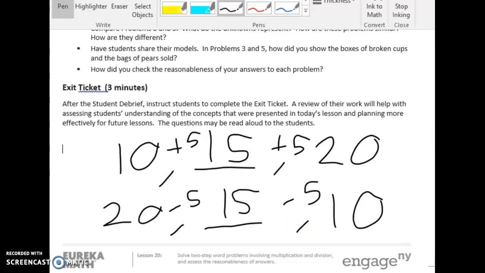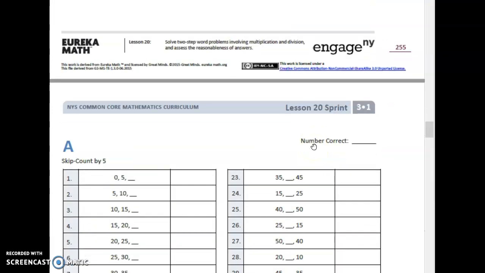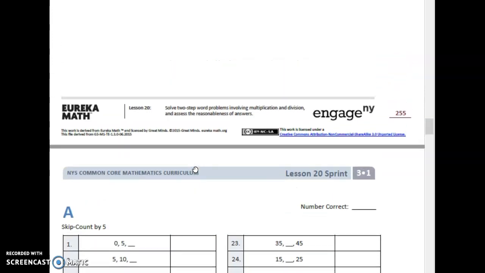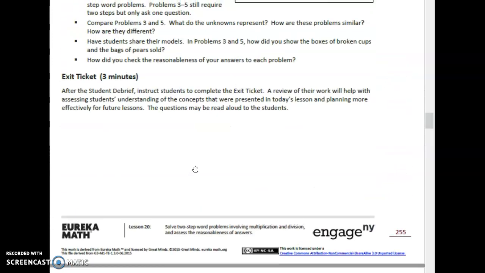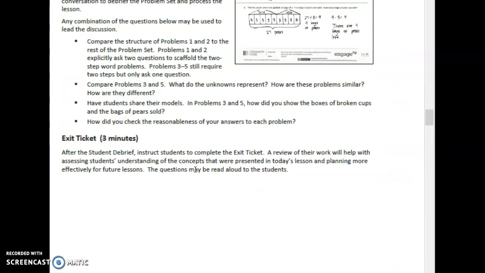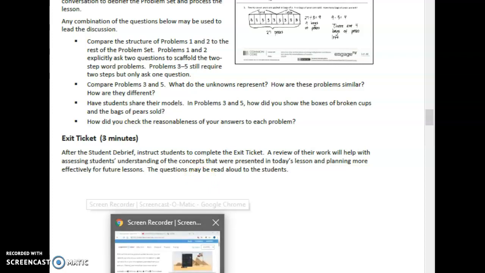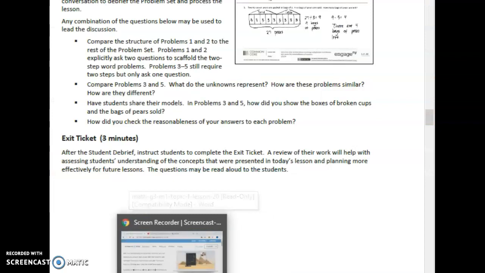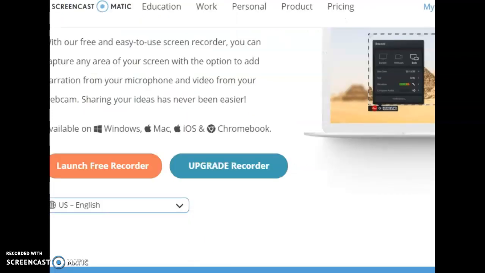Okay, so when you have your sprint here, you're going to write the number that belongs in the blank in this spot right here, where you always write your answer. Okay, so you're skip counting by fives. If you want to stop right now and practice skip counting by 5, you're more than welcome. I'll warm you up. We'll skip count by 5 to 50 one time, okay?